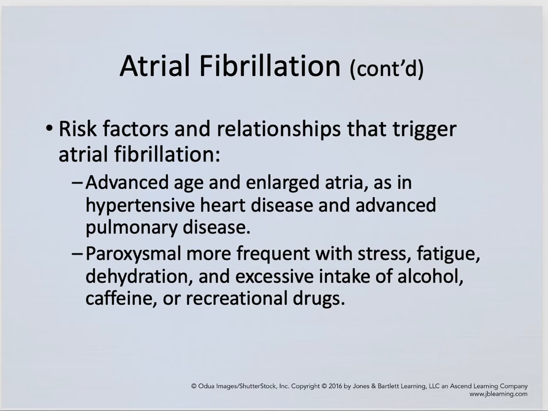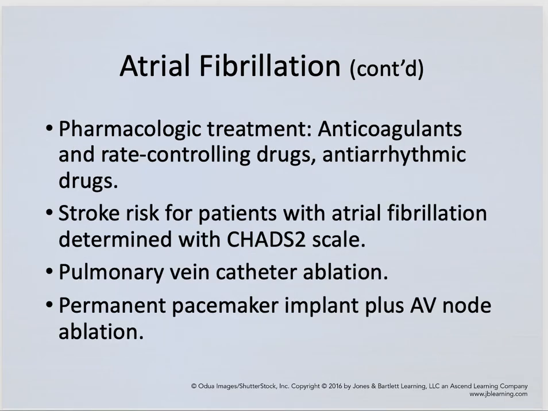Risk factors and relationships that trigger AFib are usually advanced age, enlarged atrium, hypertensive heart disease, advanced pulmonary disease, paroxysmal or more frequent stress, fatigue, dehydration, excessive alcohol, caffeine, and recreational drug use. With AFib, oftentimes the treatment is pharmacological, anticoagulants to try to thin the blood that is oftentimes coagulating and sitting stagnant in the atrium. That's increasing the risk for embolic stroke. Pulmonary vein catheter ablation and permanent pacemaker are also common.